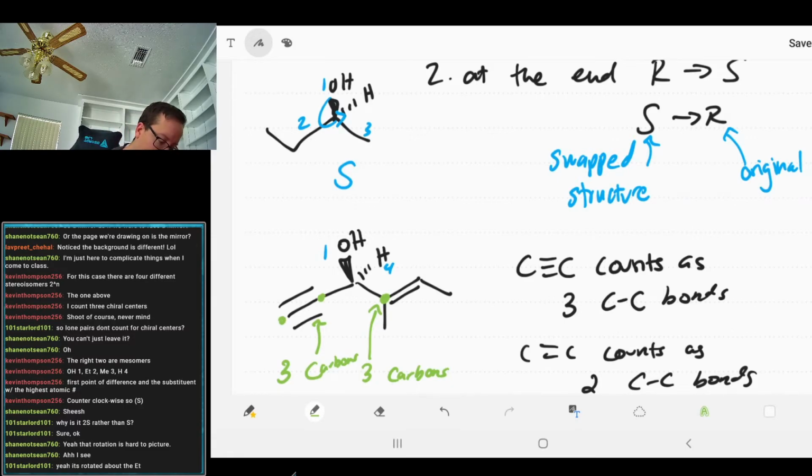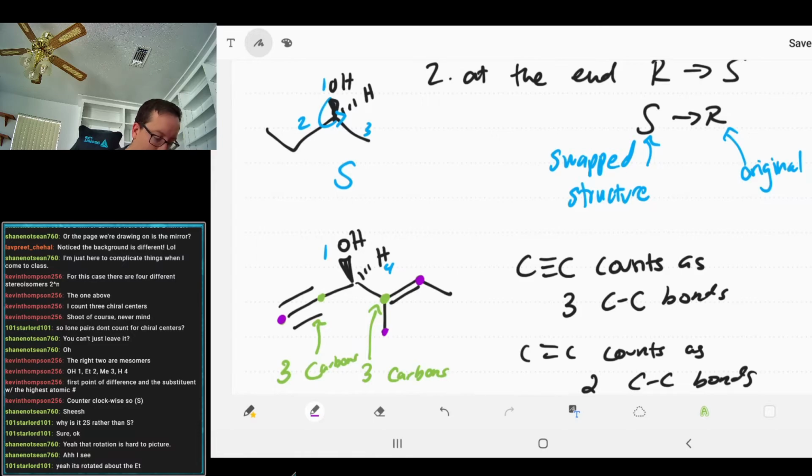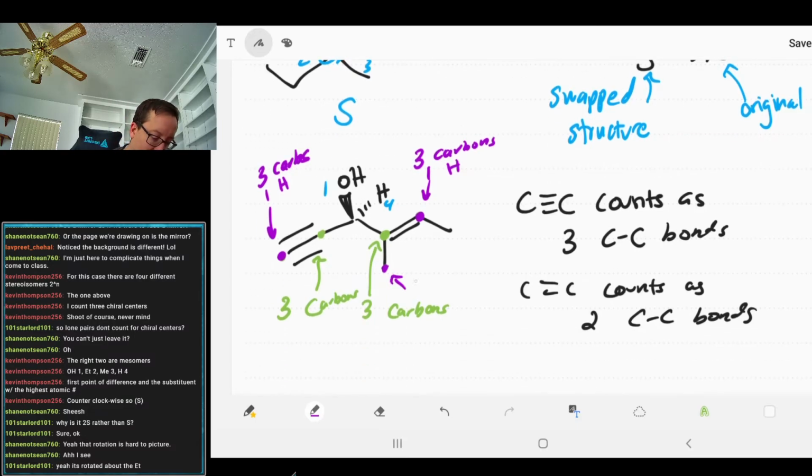We now look at the next point of difference. We could look at either one, by the way. Here, let me do this one in purple. Looking at the next point of difference, we see that this carbon is connected to 3 carbons and 1 hydrogen. On the other side, the triple bond still counts as 3, right? This one also is 3 carbons and an H. This one down here, by the way, is just 3 H's, so who cares? And 1 carbon. We don't care about that. So that one's out. We're done with that one.